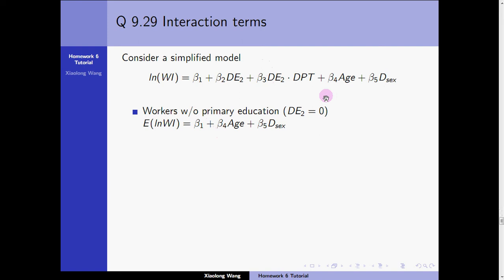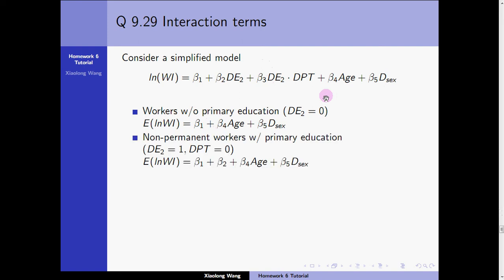And the first group is workers without primary education. So it is when D2 equals 0. So when D2 equals 0, the second term and the third term will drop out from the equation. So we get the expected wage income for this group of workers. It equals beta 1 plus beta 4 times H plus beta 5 times D6.